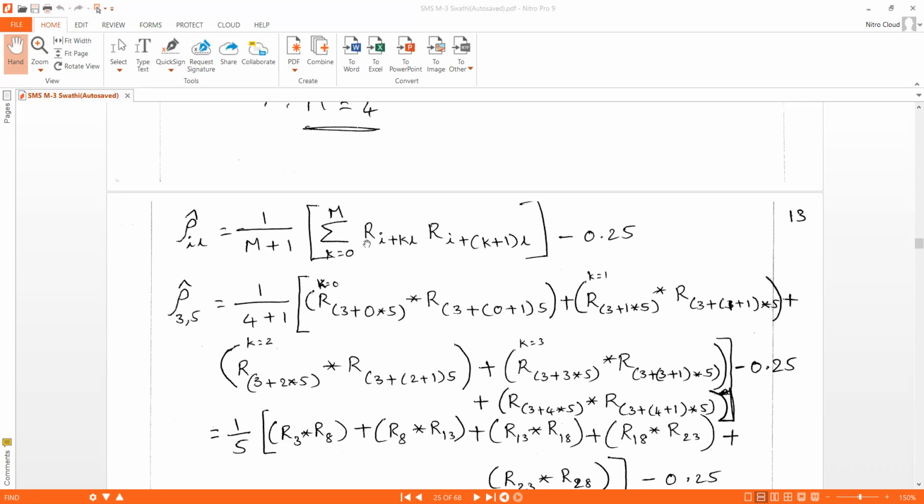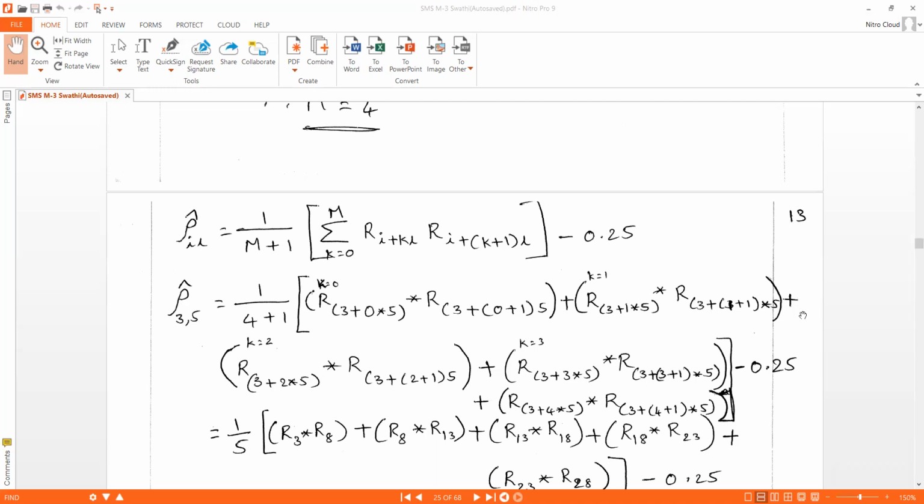Now we will expand this term using k equal to 1. Wherever k is there, we will substitute it as 1. Now the term will look like this: R of I is 3 plus k value 1 into L value 5, into R of I value 3 plus k value we have considered as 1, plus 1 into the L value given in the problem. L value is 5. We will substitute 5.